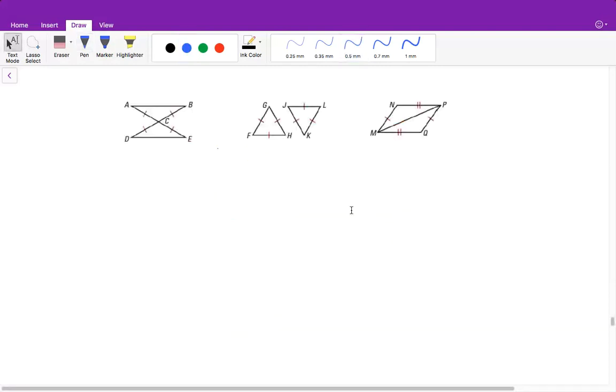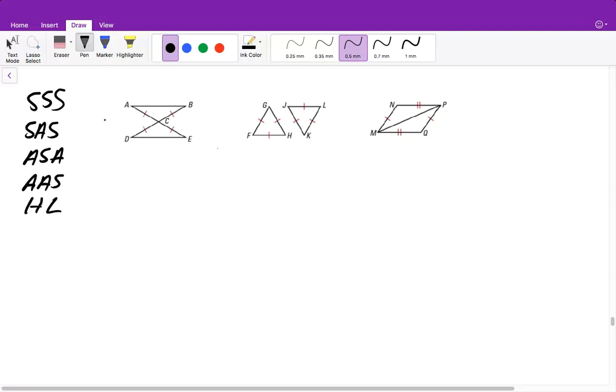All right, so for these ones, we're going to see, can we use side, side, side, side, angle, side, angle, side, angle, angle, angle, side, or HL to say that the two triangles are congruent? And if they are, then write a congruency statement. All right, so for this one here, we know that this angle has to be congruent to this angle because they're vertical angles, something we talked about in a couple videos before. So now we have side, angle, side, side, angle, side. So yes, they are congruent through side, angle, side.